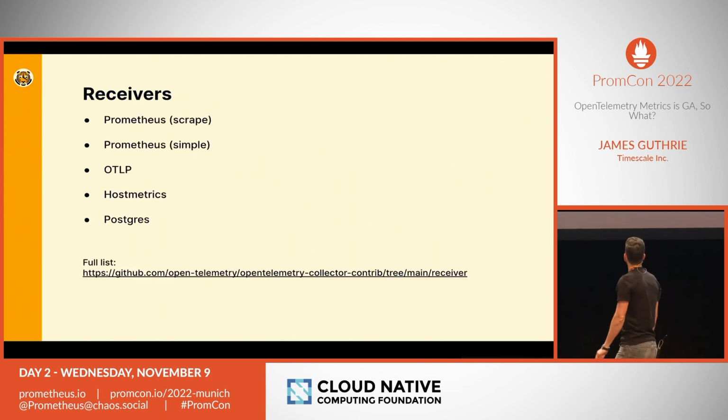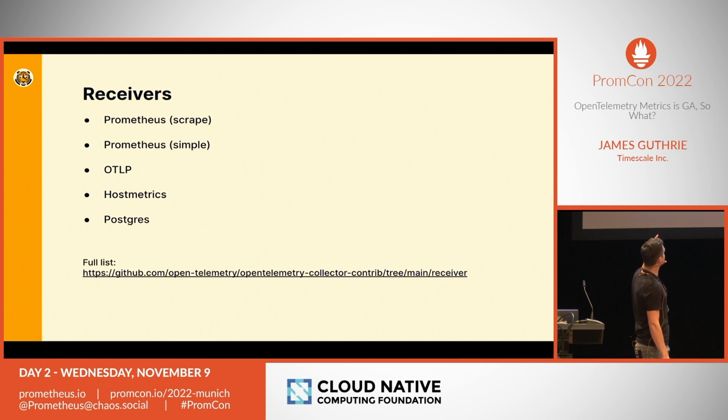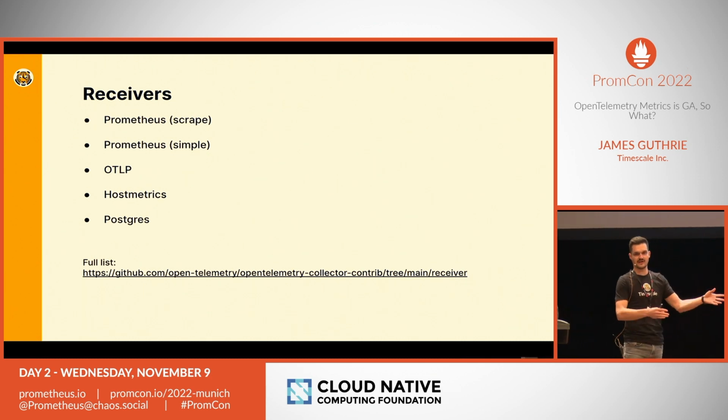So there are a ton of receivers, like 30 or 40, something like that. There are a couple for Prometheus, one for Scrape, where basically you just configure it as you would your normal Prometheus, and it'll just scrape everything like Prometheus does. There's Simple, which is intended to only scrape one target. There's OTLP, obviously. And then the interesting thing is that there are host metrics and Postgres.